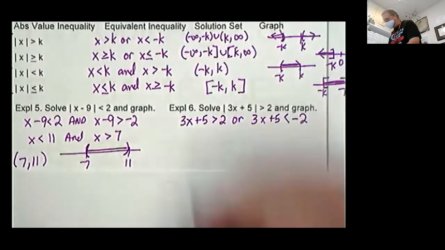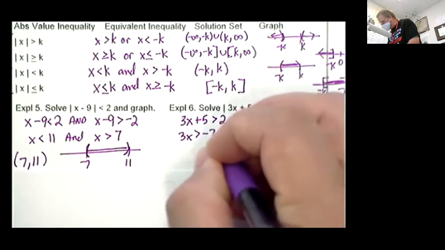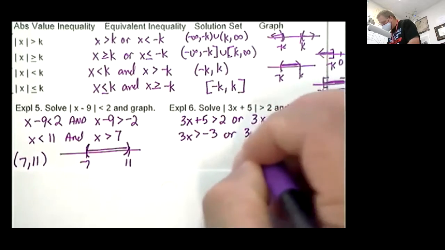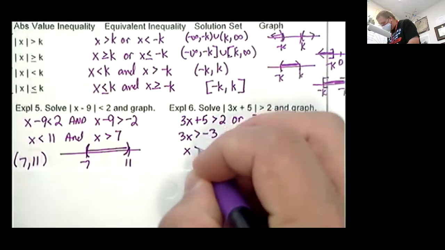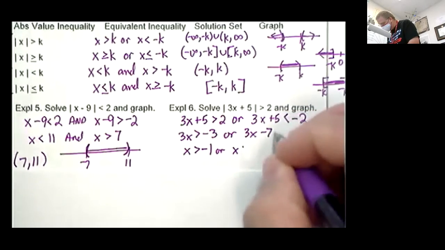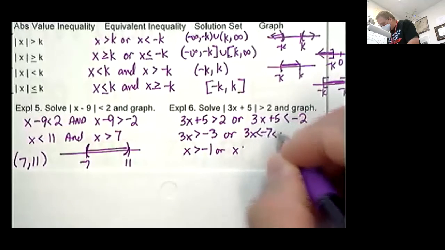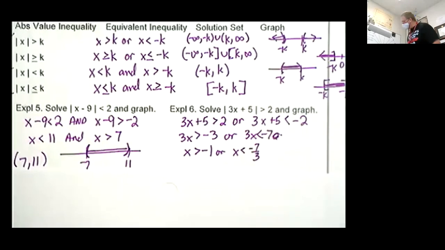We want to solve. So this is 3x. If we subtract 5, we get greater than negative 3. If we subtract 5, we get negative 7. Therefore, x is greater than negative 1, or x is less than negative 7/3.